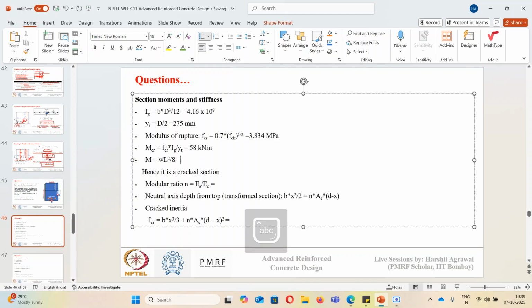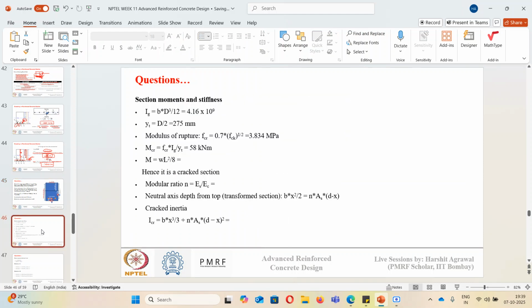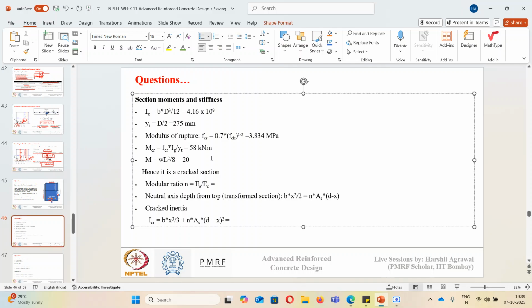Actual moment which is acting, we can get from the loading condition. We know the load which is acting, it is 20 kilonewton per meter. So 20 into 6 square by 8, 6 is my span of the beam, so you will get 90 kilonewton meter is my moment, which is more than the cracking moment. So that's why we are considering cracked section.